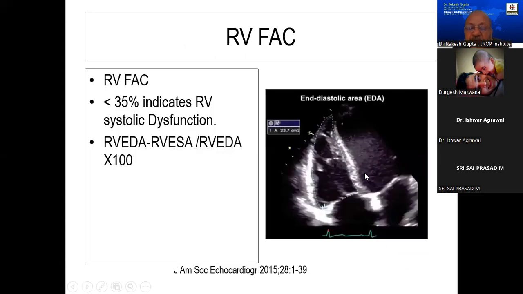And this is what I was talking about for systolic function. You look at the RV focused view, then in the RV focused view, trace the area during diastole, trace the area during systole. Less than 35 is considered as abnormal. That is the so-called fractional area change. This is RV end diastolic area minus end systolic area divided by RV end diastolic area into 100, and 35% or more is considered as normal for fractional area change.